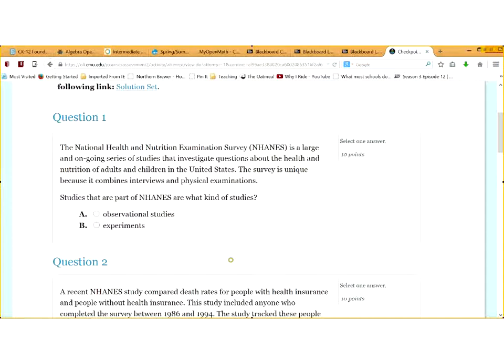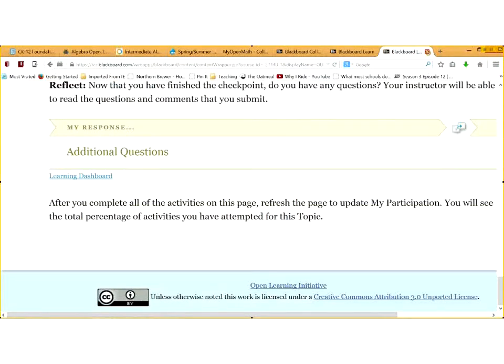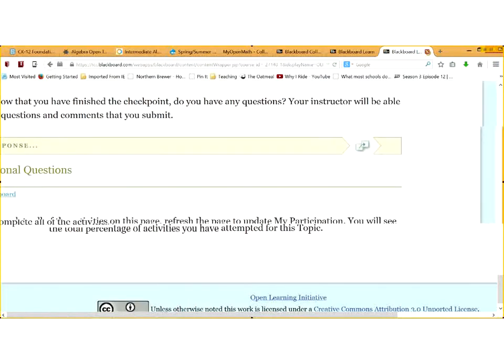So just as a quick note, question 1, it says the NHANES, you can read the acronym, large and ongoing series of studies that investigate questions about the health and nutrition of adults and children in the United States. The survey is unique because it combines interviews and physical examinations. And it says these studies are what kind of studies, and since it says interviews and physical examinations, it doesn't look like they're actually creating any conditions, changing any conditions, so these would be observational studies. Okay. And then you can continue on with the checkpoint from there. All right. And then additional questions, again, I would post questions to Piazza rather than posting them in OLI.